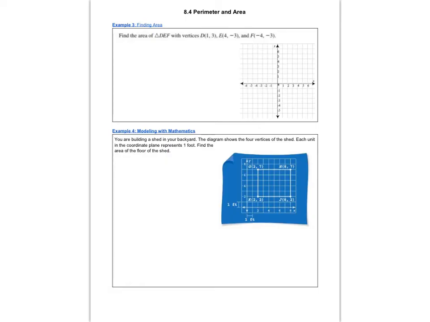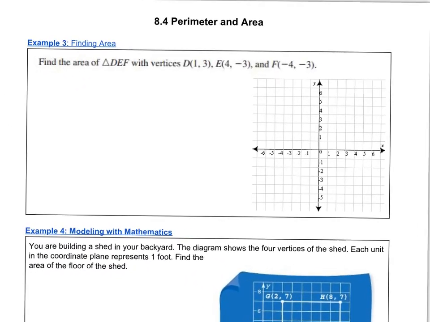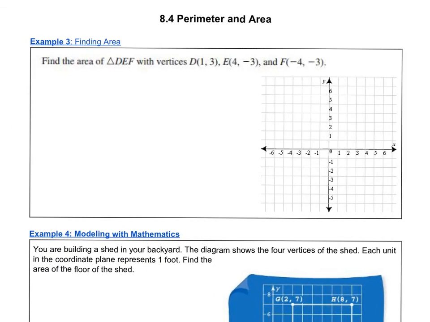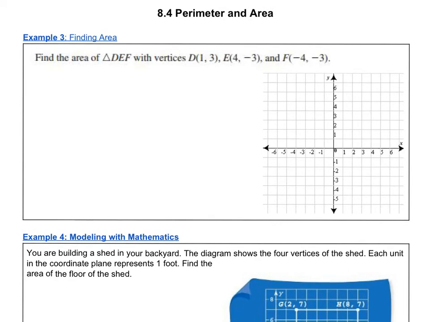So the next example says find the area of triangle DEF with vertices at D, 1, 3, E, 4, negative 3, and F, negative 4, negative 3. So first thing I'm going to do is graph these vertices. D at 1, 3, E at 4, negative 3, and F at negative 4, negative 3. And again, I'll grab my straight edge and draw the triangle. It's important that you're using a ruler or straight edge because we want this to be as neat as possible so that we can use this picture to help us find the side lengths we need in order to find the area.